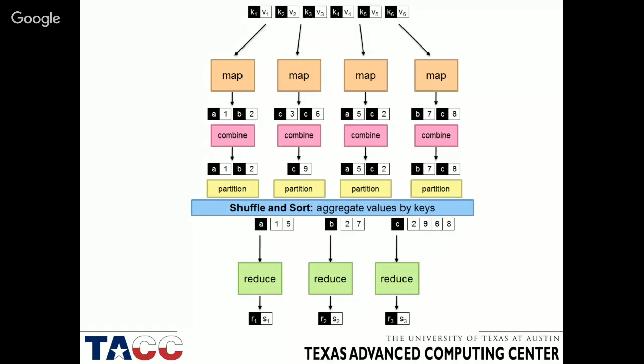So your simple processing goes from one key value pair in to another key value pair out from map, and during the intermediate combine, partition, shuffle and sort process, it actually becomes a key followed by a list of values. Then your reducer will work on that key and the list of values to reduce that back to a key value pair as your final output. Okay.